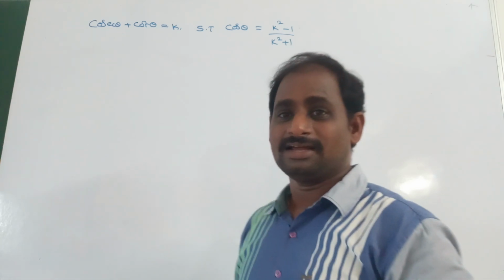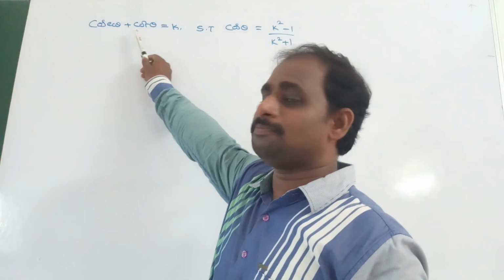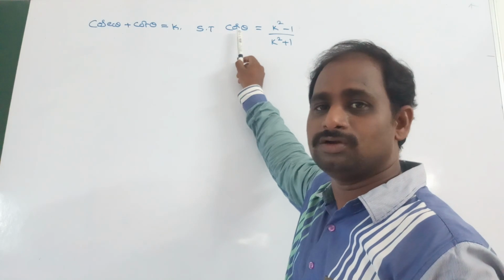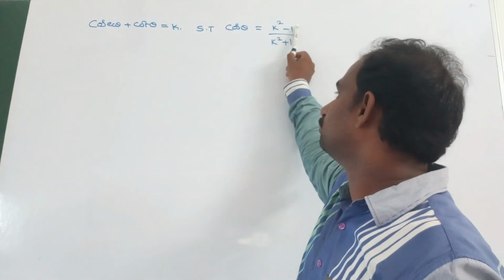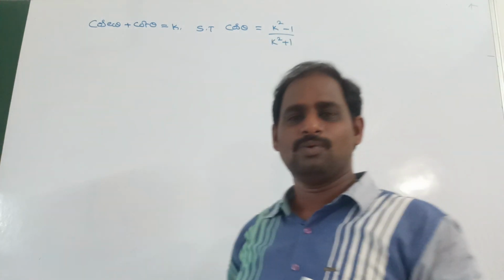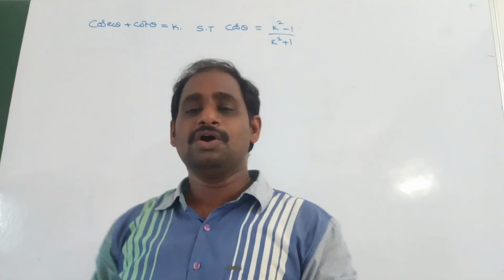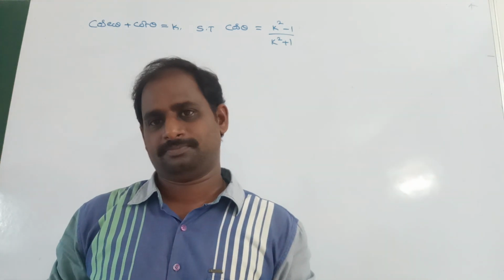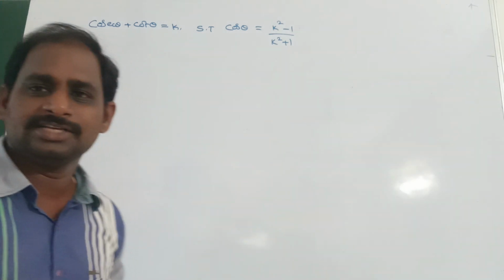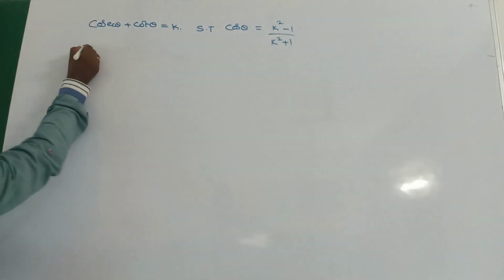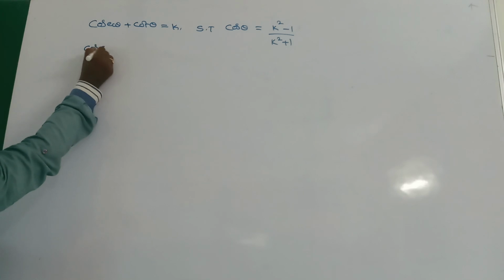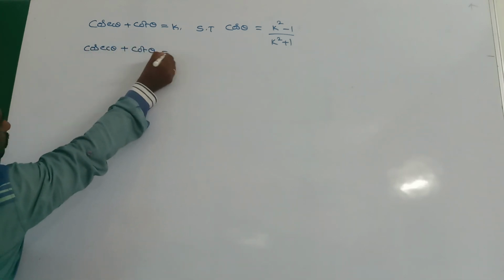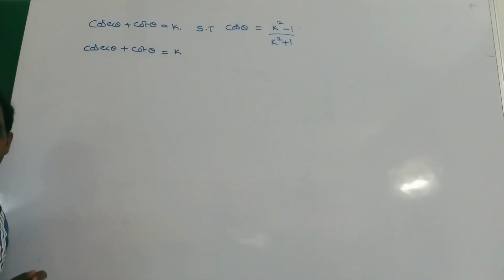Yesterday we discussed the problem: cosecant theta plus cot theta is equal to k, then show that cos theta is equal to (k square minus 1) by (k square plus 1). Today also we are going to discuss the same problem in a different way. Let us see the solution. What is given: cosecant theta plus cot theta is equal to k.